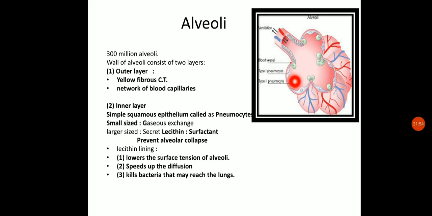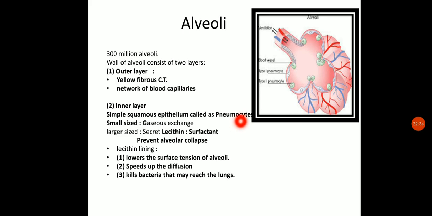The wall of the alveoli consists of two layers, the outer layer and the inner layer. The outer layer is basically made up of yellow fibrous connective tissue, and it is associated with a network of blood capillaries. It is responsible for the exchange of different substances with the blood. Here you can see the outer layer of the alveoli.